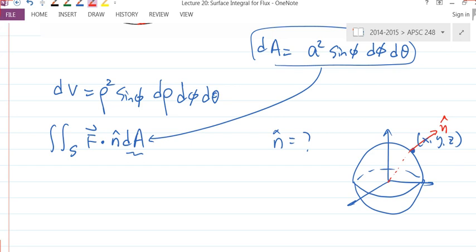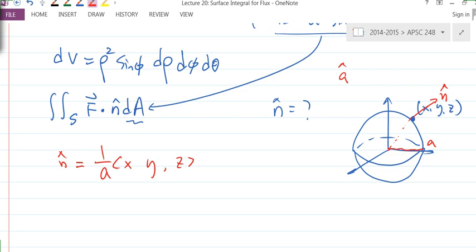What is it? A hat? Well, a is not a vector though. A is a radius. So let's say this is the radius here. So n hat equals 1 over a and what? X, Y, Z. Exactly.